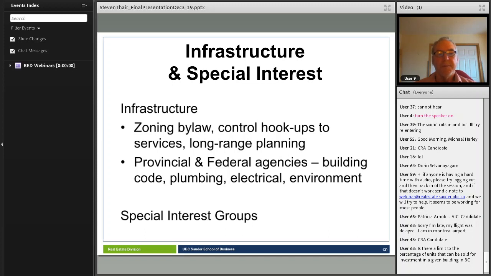Likewise, federal and provincial agencies have their hand in things, and they have their own interests, which, especially in an older building, and building code compliance is an interesting area about what they will allow to remain as it is, and what they want brought up to the current code.